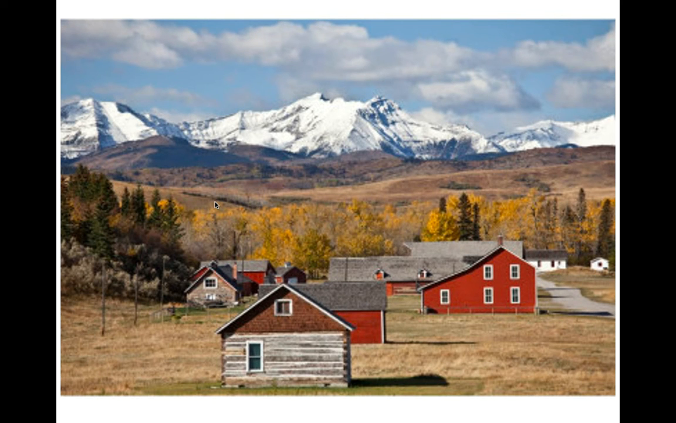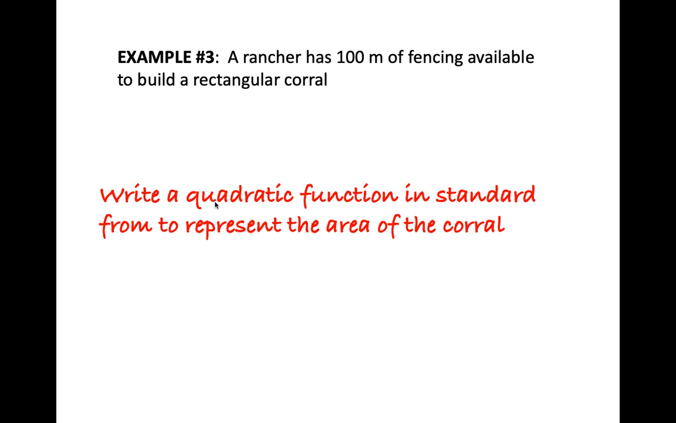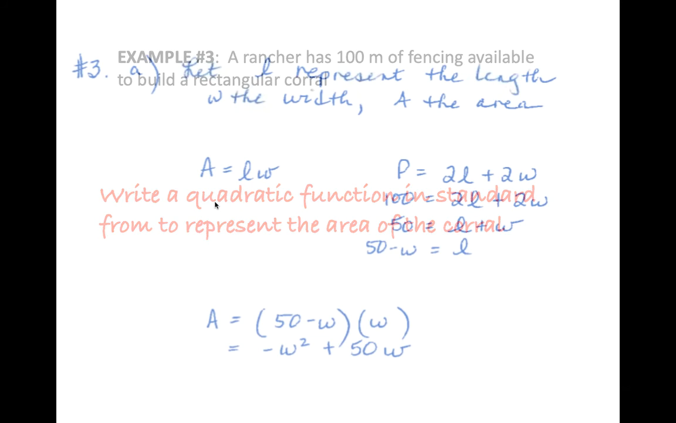Okay, lastly, we're going to take a look at a question that is a very typical real life problem. And this one involves a rancher that's building an enclosure, a corral. A rancher has 100 meters of fencing available to build a rectangular corral. Write a quadratic function in standard form to represent the area of the corral.